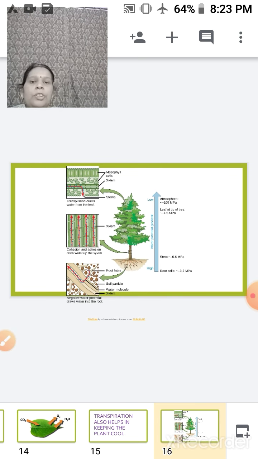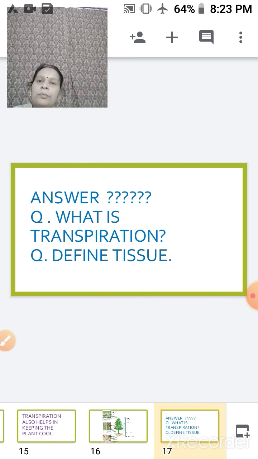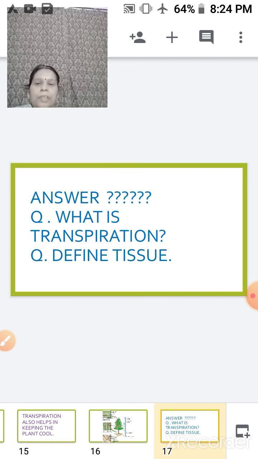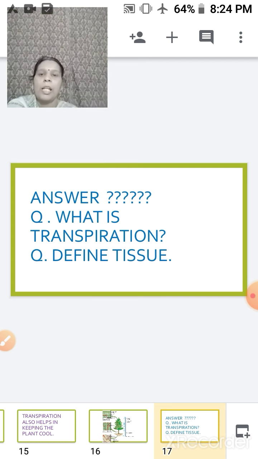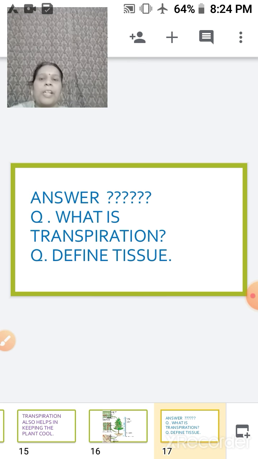So children, a question for you: what is transpiration? And the second question is, define tissue.